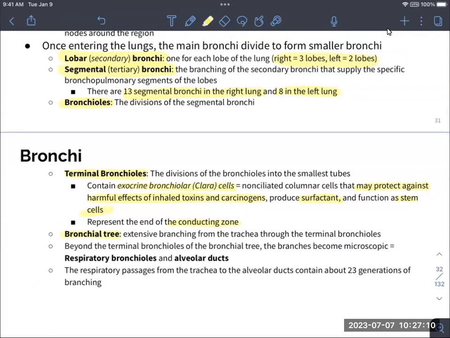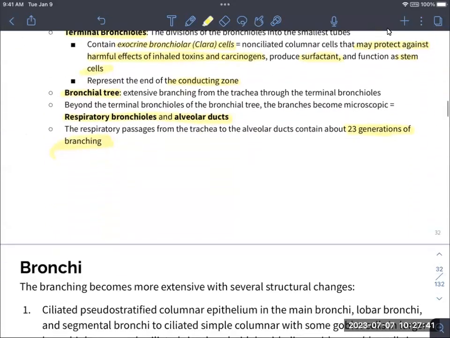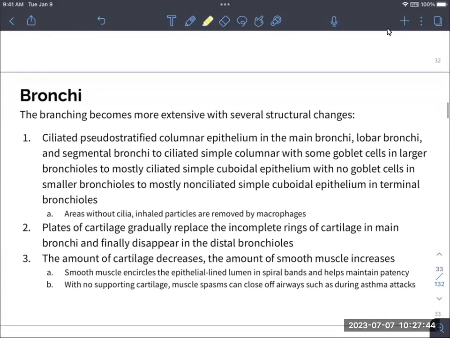Beyond that, they go to respiratory bronchioles and alveolar ducts. At this point, they can start exchanging gases. From the trachea all the way down to the alveolar ducts, there is 23 generations of branching. So they branch technically a total of 23 times by the time they get down to those alveolar ducts. So every time it changes its name, it branches even further, a whole lot more.